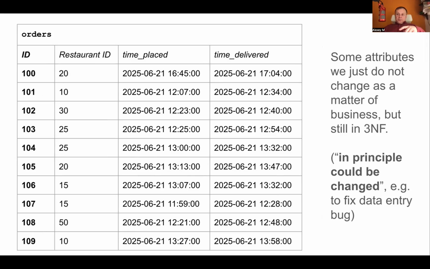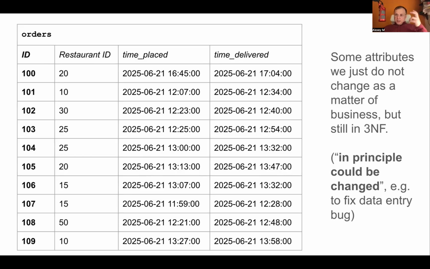Another example why we say "in principle" is because for some attributes, for some columns, we just do not change their values. Like, for example, time placed for order. We recorded the order in our database, and usually we don't change it because that's an immutable fact, right? But this is only valid for computer systems.